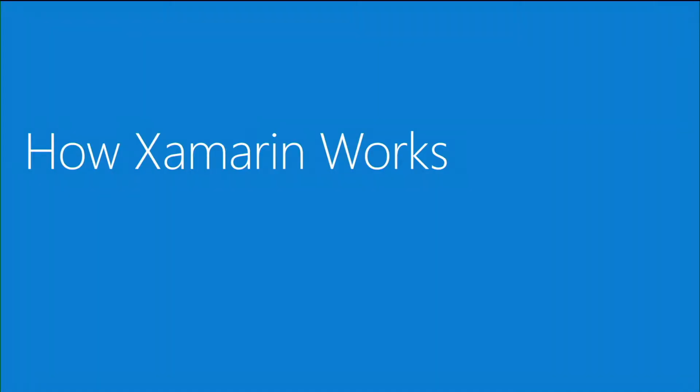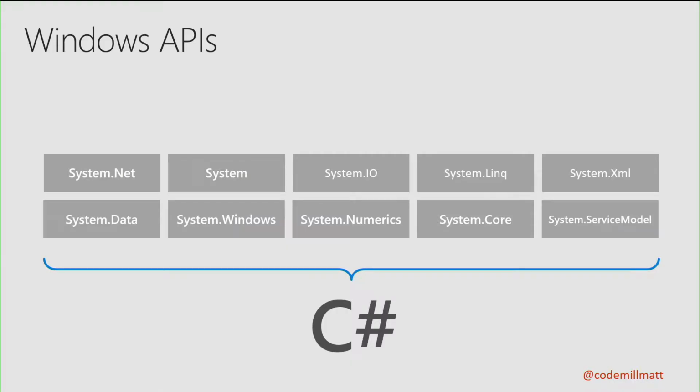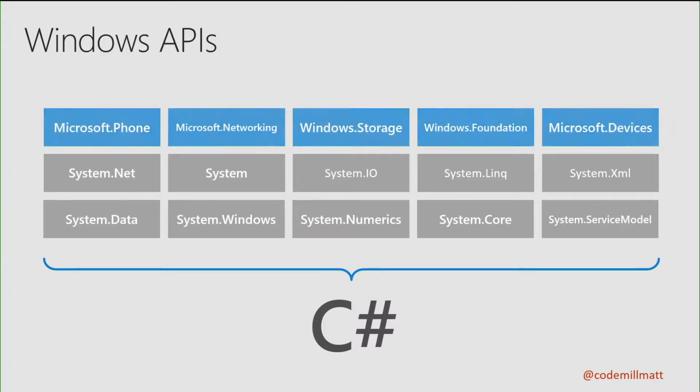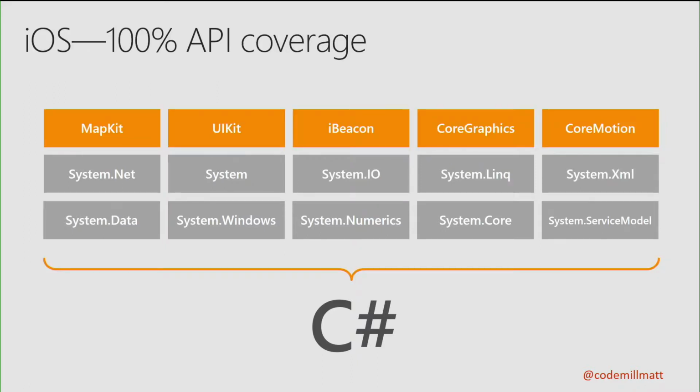So how does Xamarin work? If we're building a Windows application, you would expect to have all the System namespaces available to you. You would also expect to have the Microsoft.Networking and the Windows.Storage namespaces there as well. You'd expect that in a Windows app. Well, on an iOS app, if you're developing, you'd expect to have MapKit, UIKit, iBeacon there as well.